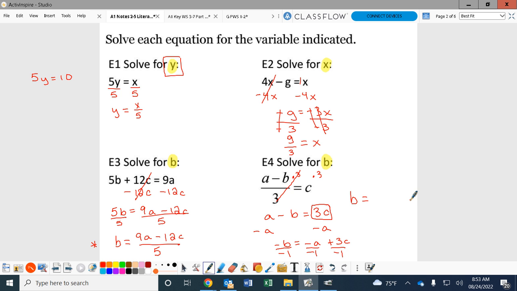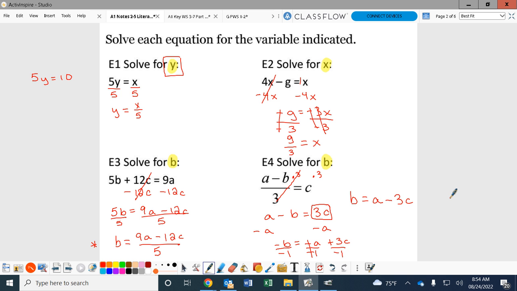Now, what happens to the two negatives here? They just cancel, and you just get a. Bless you. You just get a. If you have a positive and a negative, what's it going to turn out to be, guys? A negative, so it's going to be a minus sign. And 3 divided by 1 is going to be 3c.